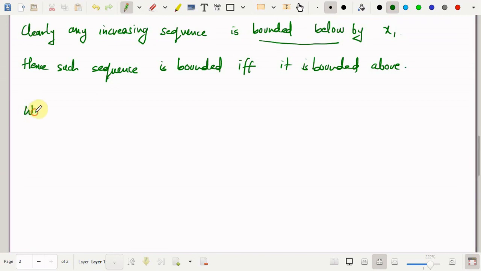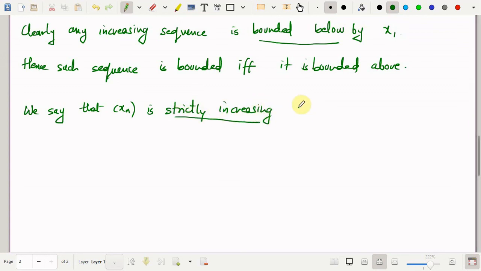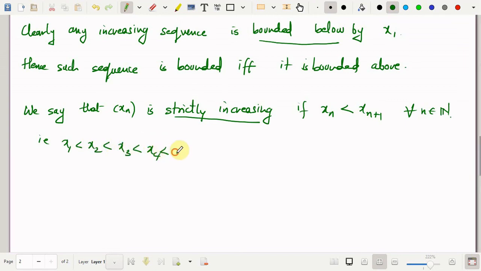We say that xn is strictly increasing if xn is strictly less than xn plus 1 for each n in N. So that is, we have like this: x1 is strictly less than x2, strictly less than x3, strictly less than x4, and this goes on.